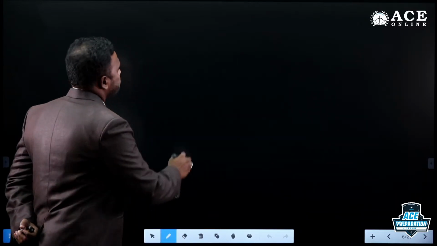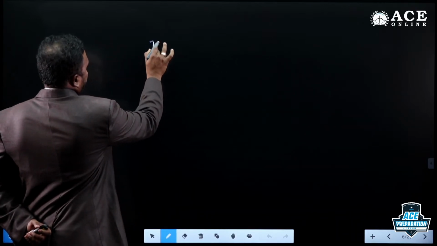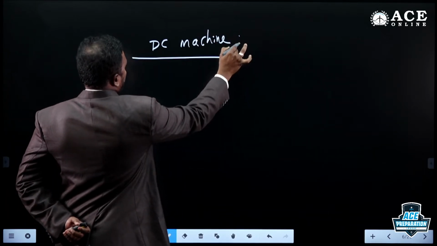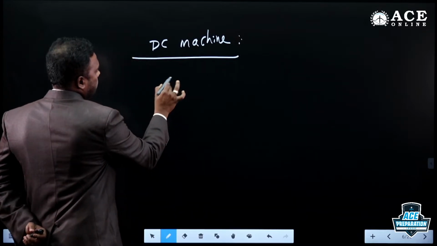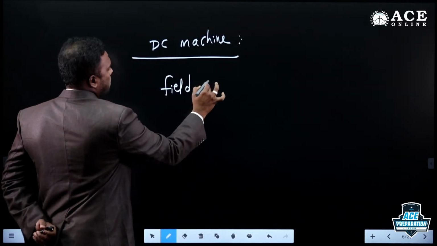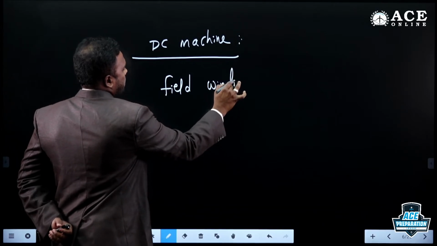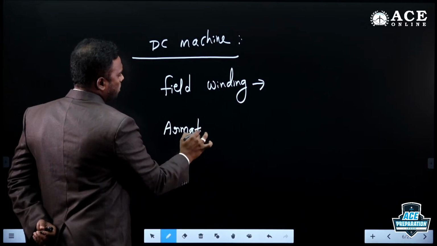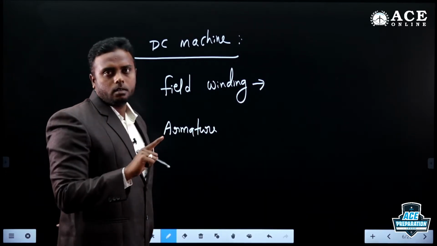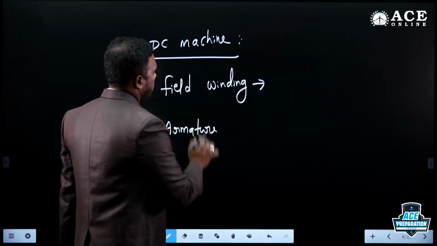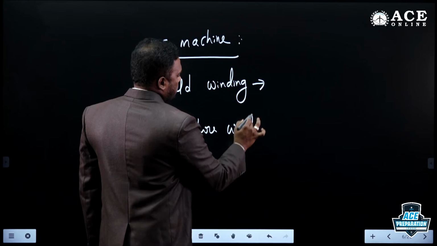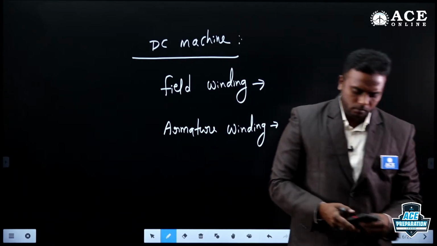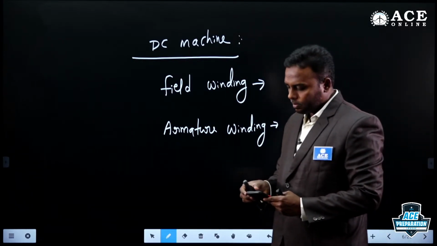So first, if you talk about DC machine, where do we place the field winding or field system, and where do we place the armature winding? Tell me, stator or rotor? We have two cores, stator and rotor. Tell me where we have the field winding in case of DC machine. Try to interact, then only the session will be good. Where do we place field winding and where do we place armature winding?